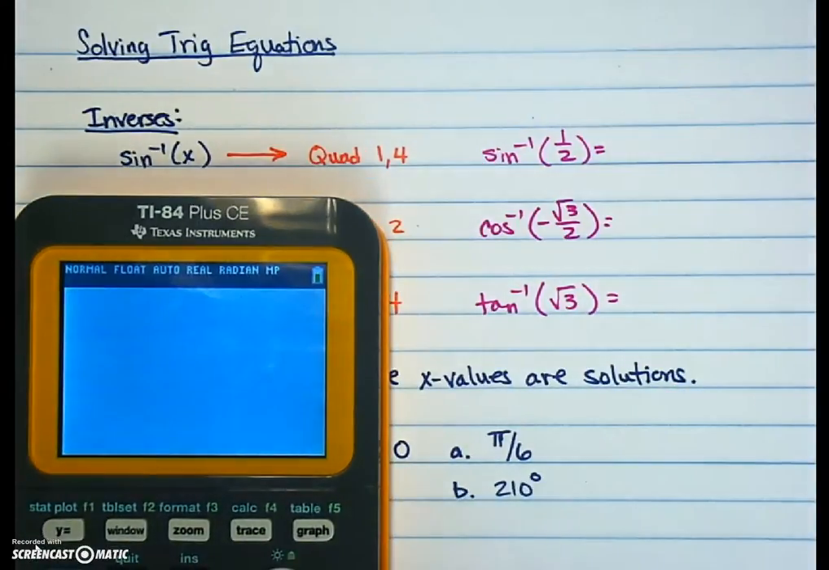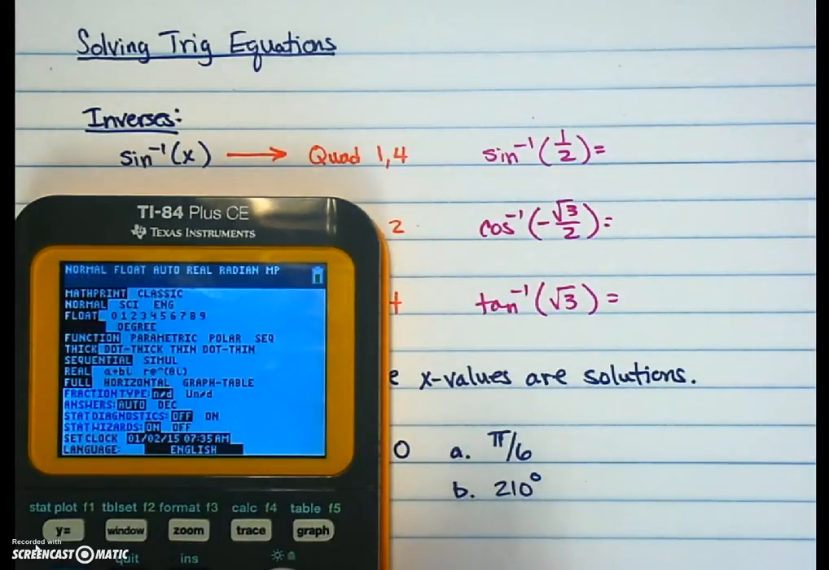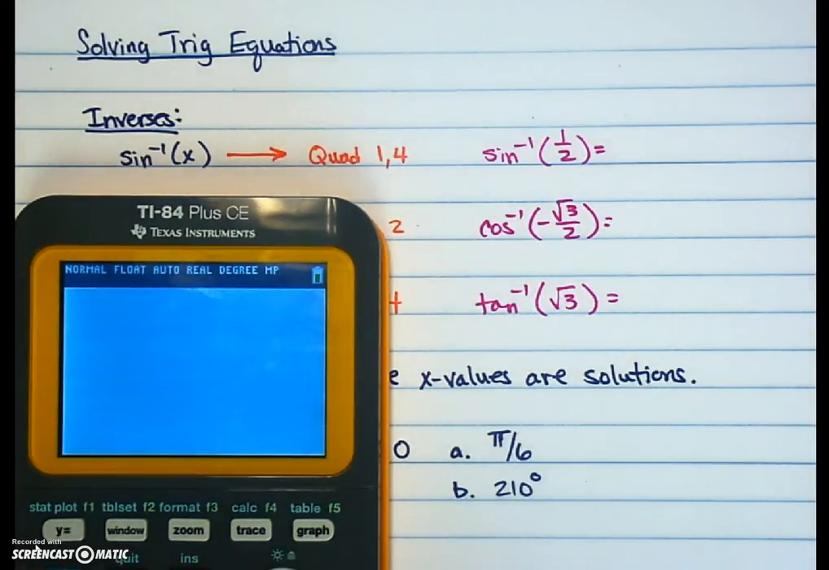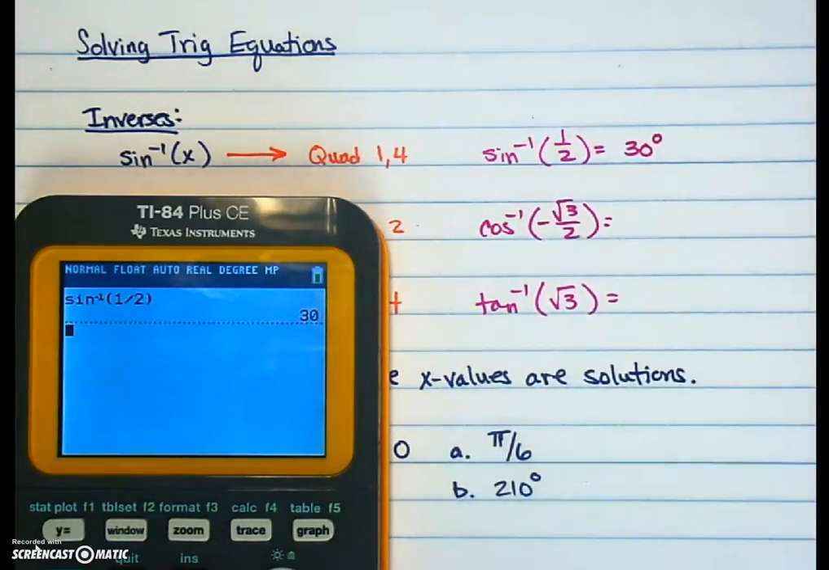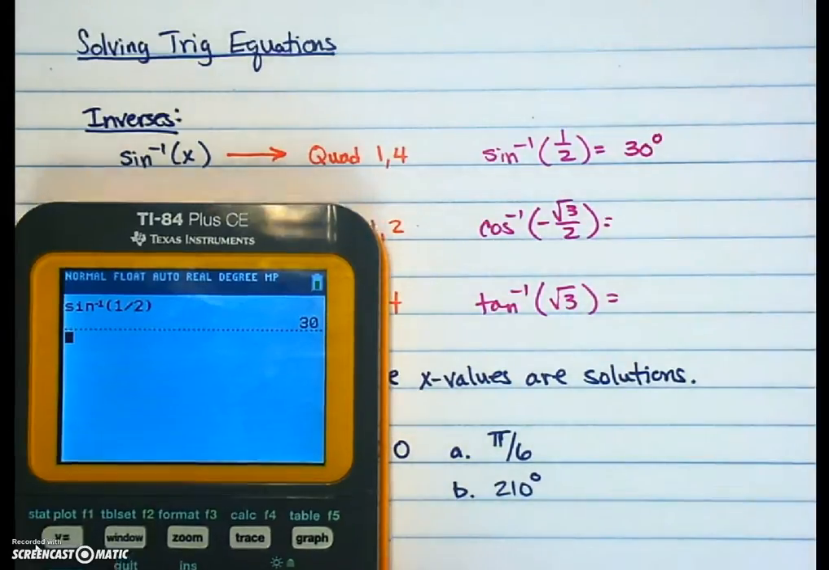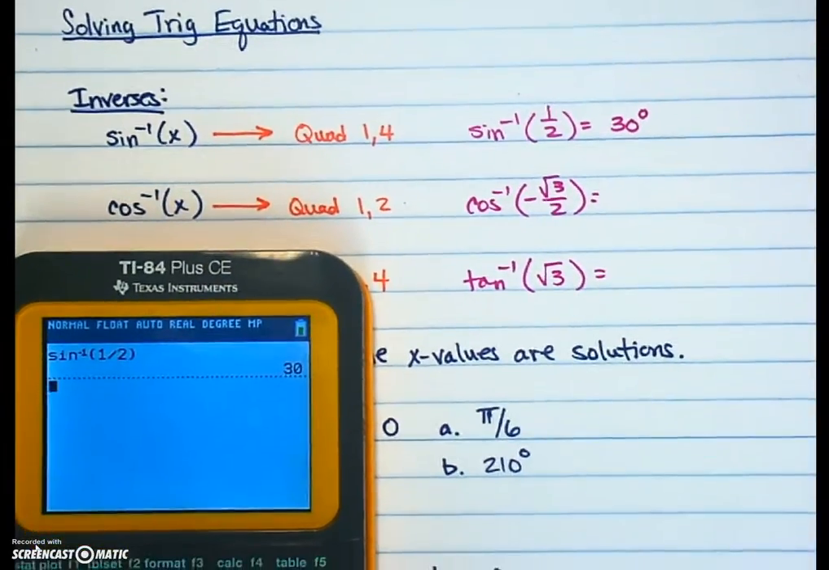So when I'm doing this problem, let's do it in degrees. I'm going to make sure I'm in degree mode, and then I'm just going to go second sine, put in 1/2 and close the parentheses, and it gives me 30 degrees. Now I don't have to look all around my unit circle in order to find that answer because the domain is restricted.